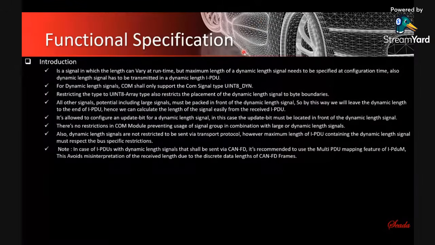And if you added another thing, you're going to get an error here. Restrictions: the type of uint array type also restricted the placement of dynamic length signal to byte boundaries. So all other signals, including the large signals, must be packed in front of the dynamic length. Why do we need to put the dynamic length at the end of the I-PDU?